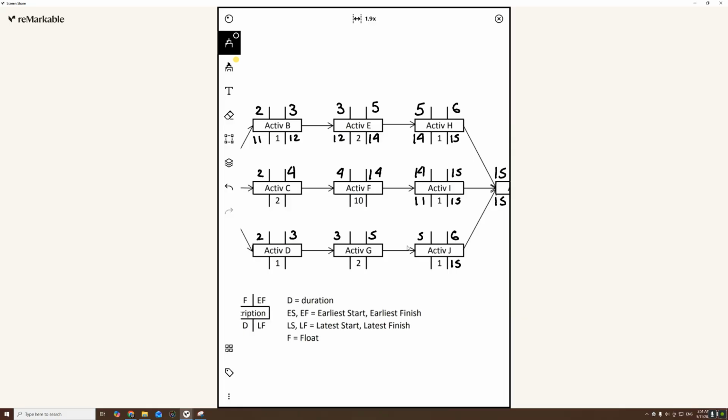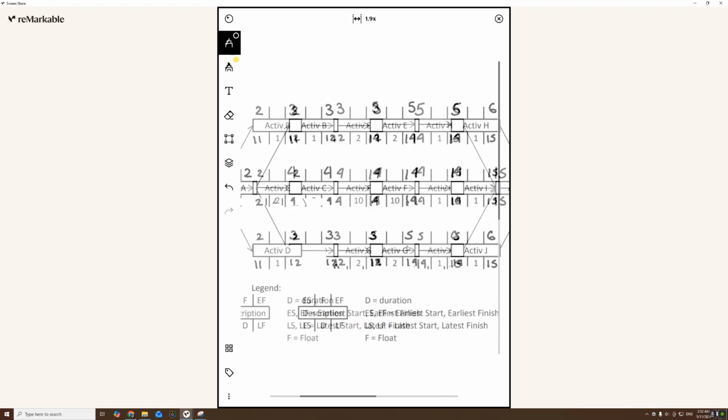15 minus 1, 14. 14 here, minus 10 is 4. 4 here, minus 2 is 2. 15 minus 1, 14. 14 over here, minus 2 is 12. 12 here, minus 1 is 11. Which brings us back to activity A.